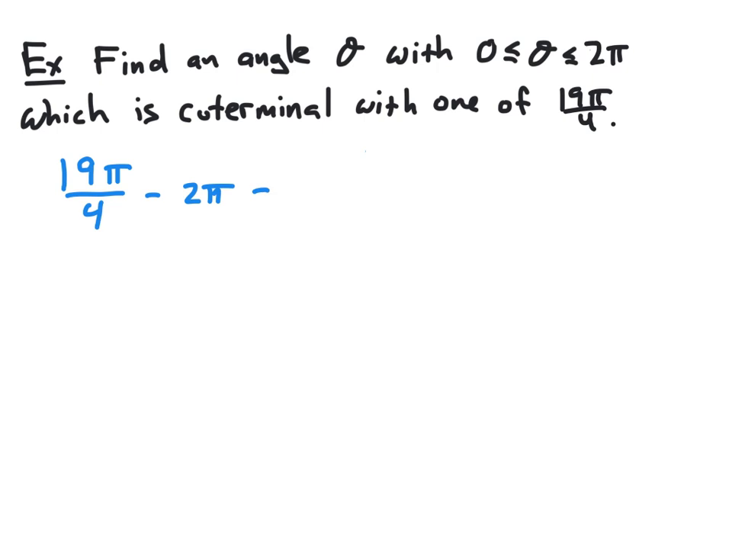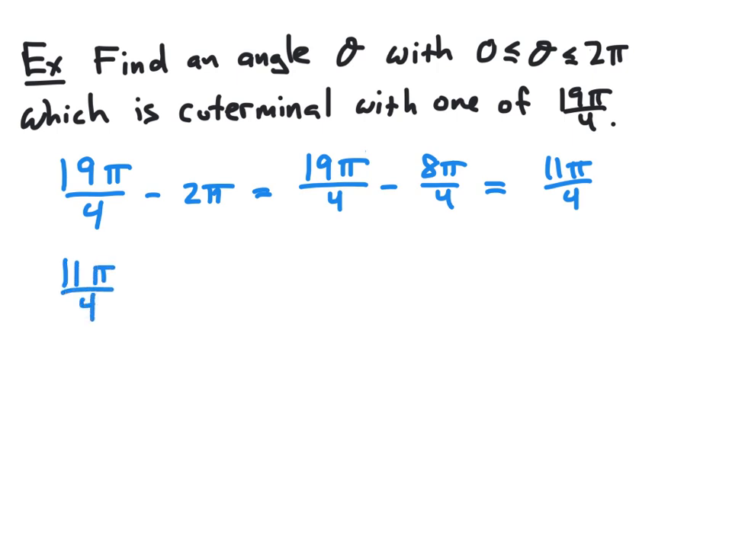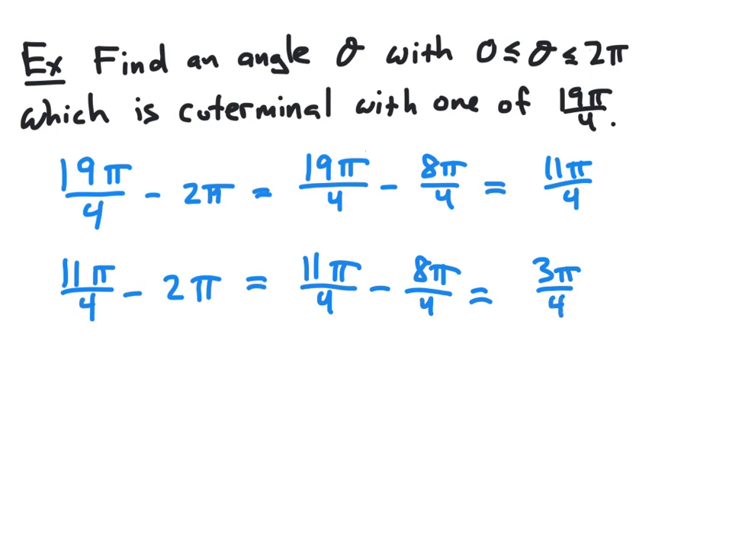Since our angle has a denominator of 4, in order to do this, we would rewrite 2 pi as 8 pi over 4, and subtract to obtain 11 pi over 4. So 11 pi over 4 is an angle coterminal with 19 pi over 4. However, it's still bigger than 2 pi. And so in order to continue this process, we're going to subtract 2 pi from this angle. Again, this would be 11 pi over 4 minus 8 pi over 4. And this difference will be 3 pi over 4.